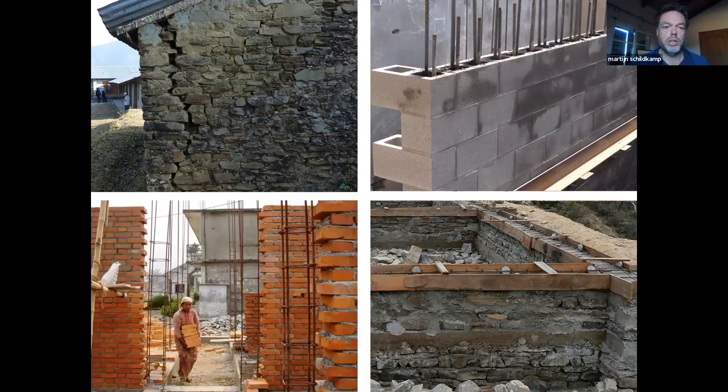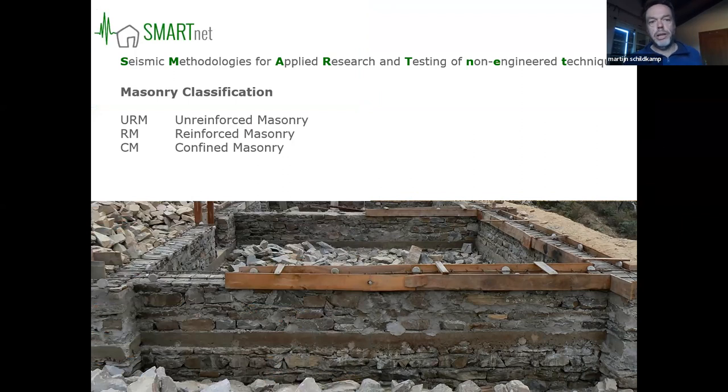The third typology is confined masonry. This is my preferred alternative for concrete frames, but we're not going to go into this. What I'm showing you here now is that we have four typologies. But in the world at the moment, there are basically three typologies mentioned: unreinforced, reinforced, and confined masonry.